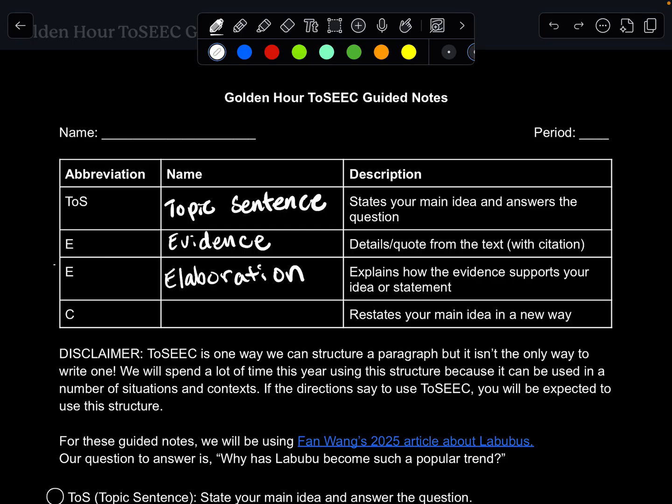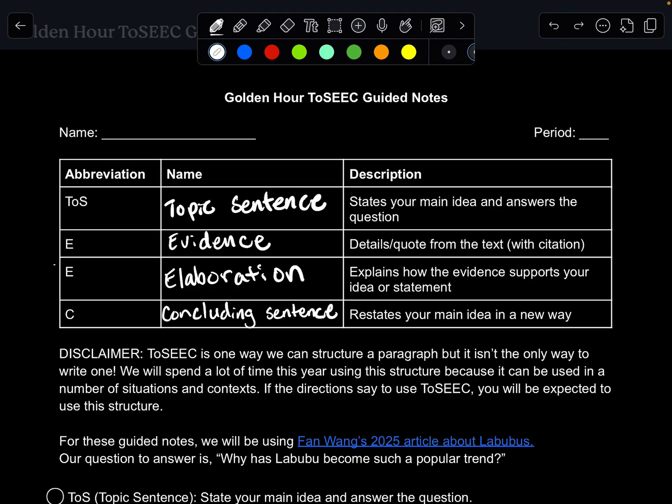And then finally, C is going to be our concluding sentence. Now, you might be wondering, wait, why is this TOS and this isn't CS? I don't know. I have no good answer for you. Maybe because TOEEC doesn't sound as good as ToSEEC. I really couldn't tell you. But our C stands for concluding sentence, and this is where we're restating our main idea in a new way. It could be leaving the reader with a question or a realization, but something that's going to finalize our paragraph.